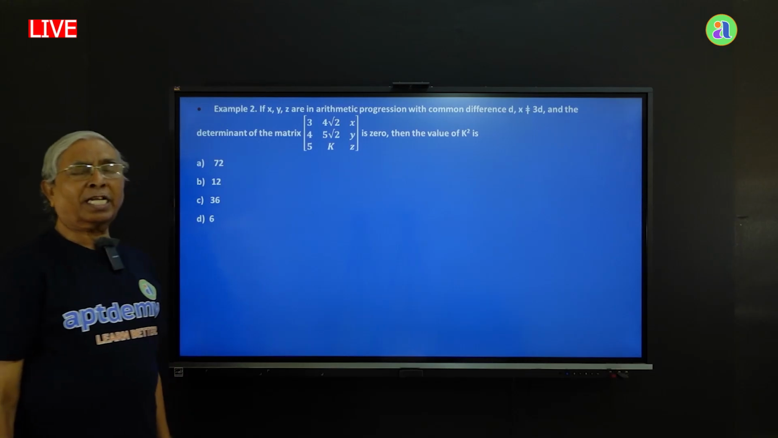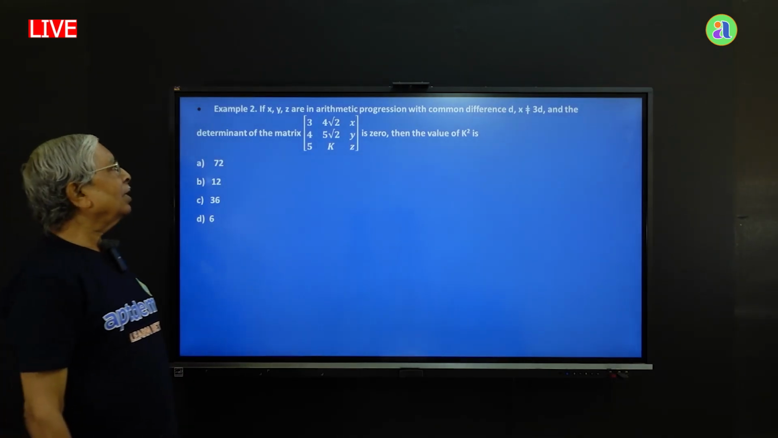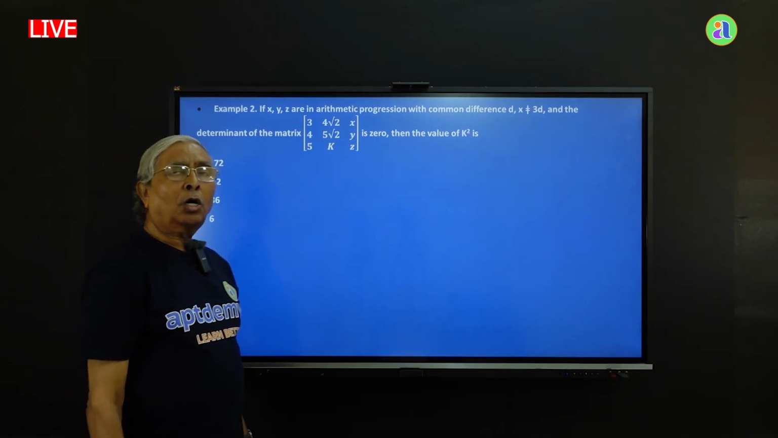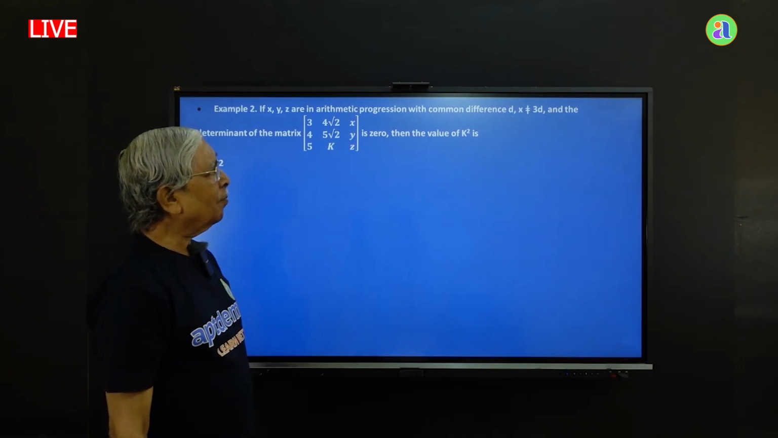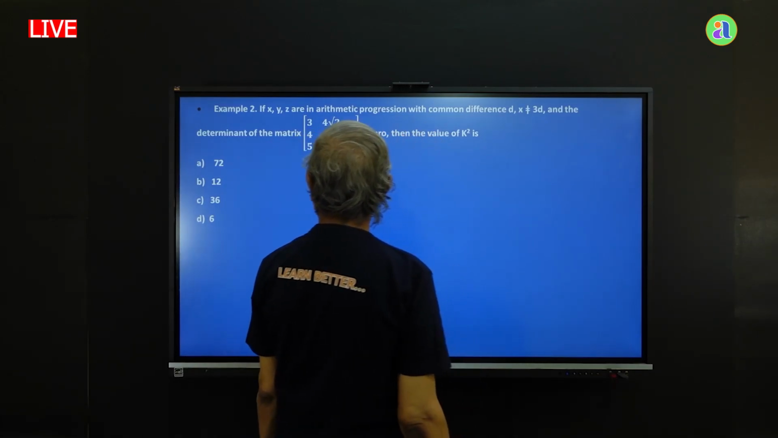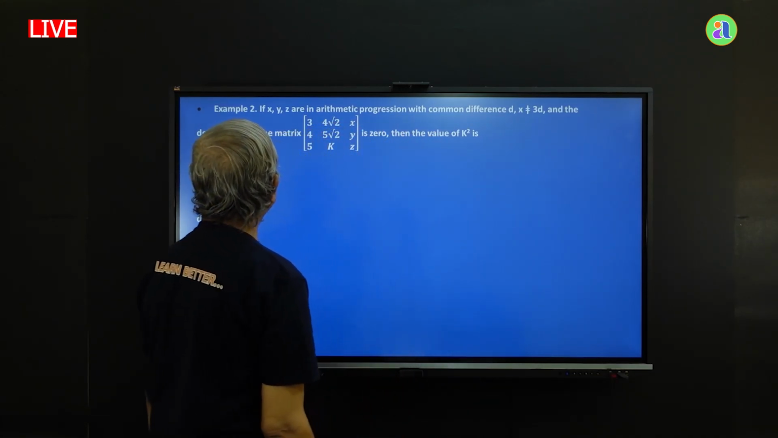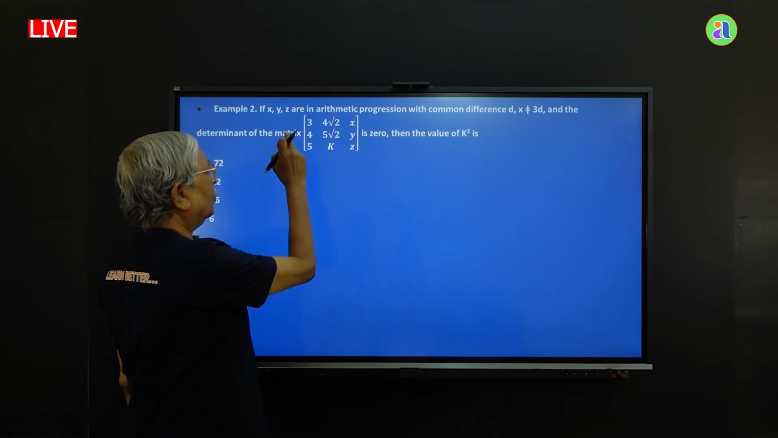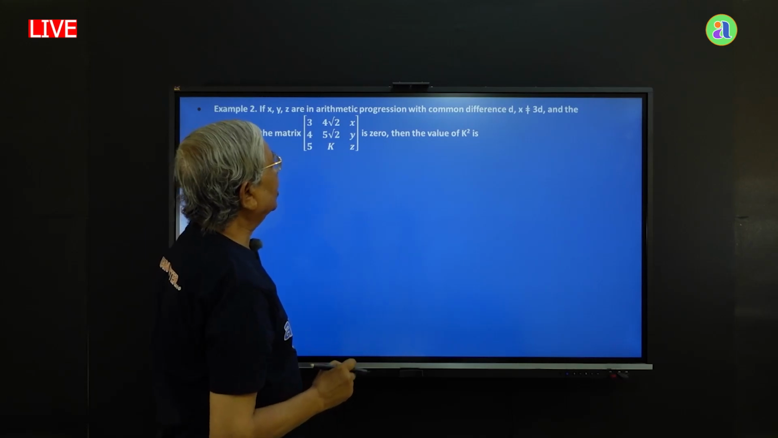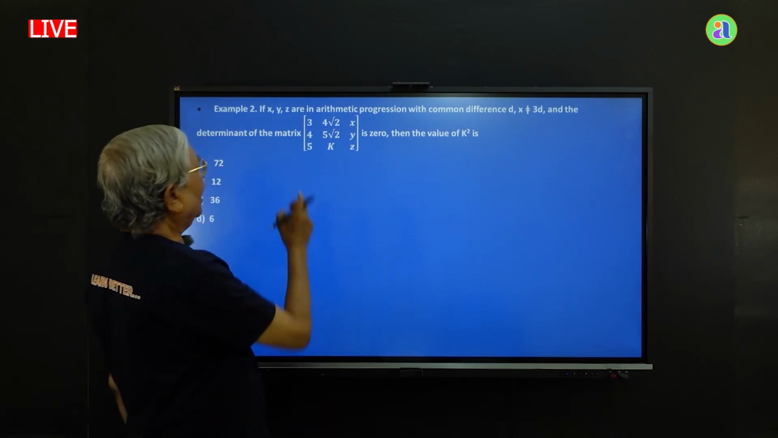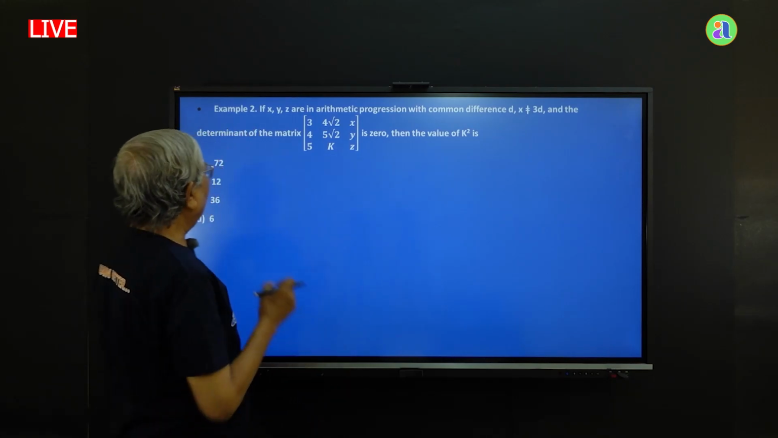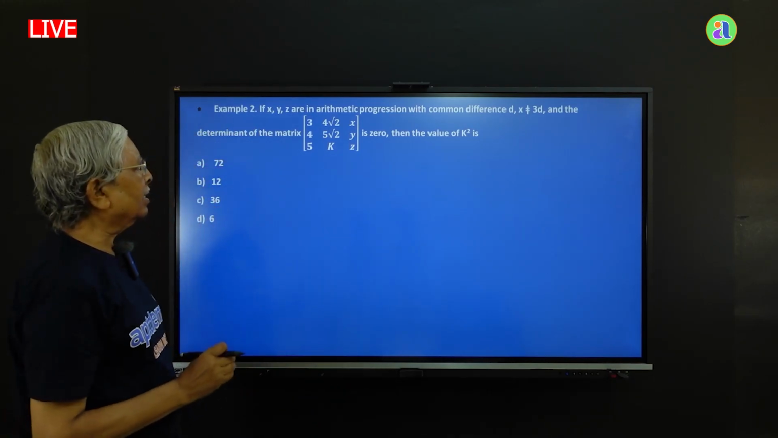I am coming to the second problem on determinants. If x, y, z are in arithmetic progression with common difference d and x is not equal to 3d, and the determinant of the matrix with rows 3, 4, 5; 4 root 2, 5 root 2, k; x, y, z is 0, then what will be the value of k square? You are given the 4 options.